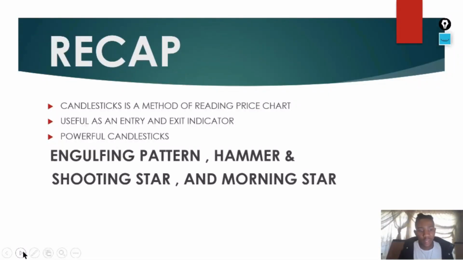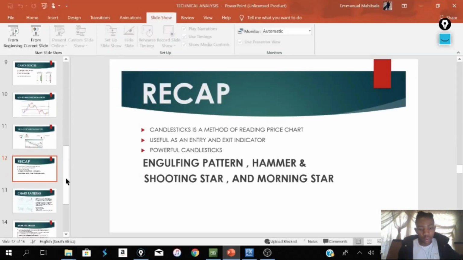So now let's recap. Candlesticks are a method that's usually used to read price chart and price levels. We use them as an entry and exit indicator. They are very powerful candlesticks. The ones that we use are the engulfing pattern, the hammer and shooting star, and the morning star, right? So those are the candlesticks that we use. And let's see if we can spot a few.